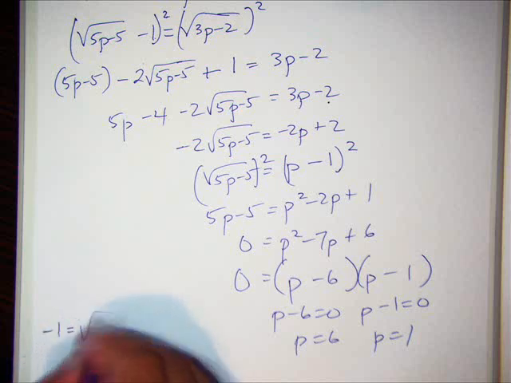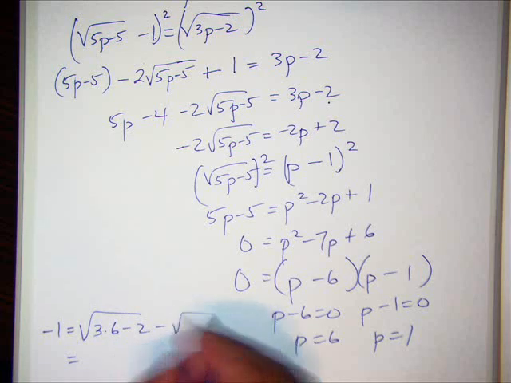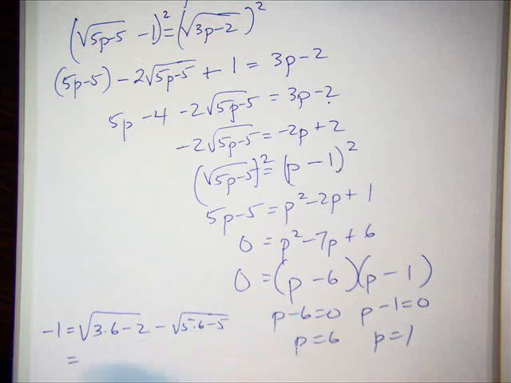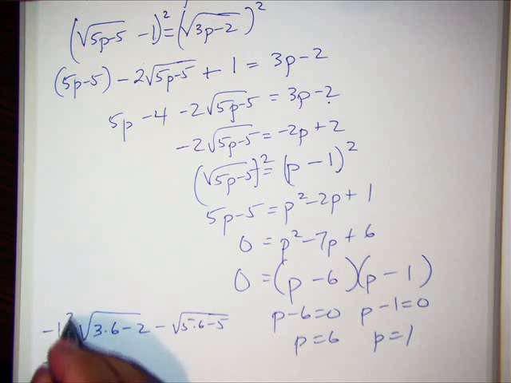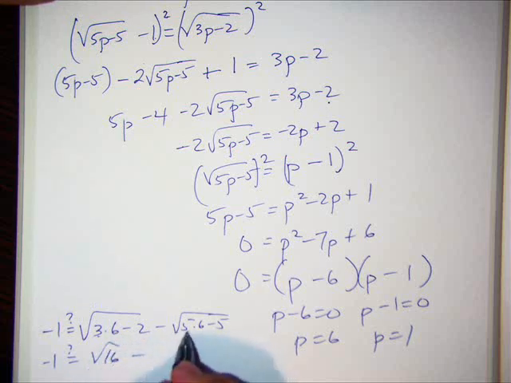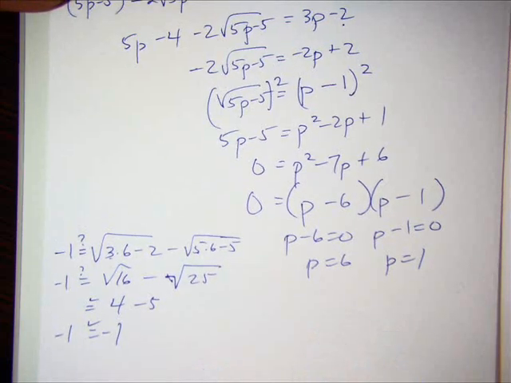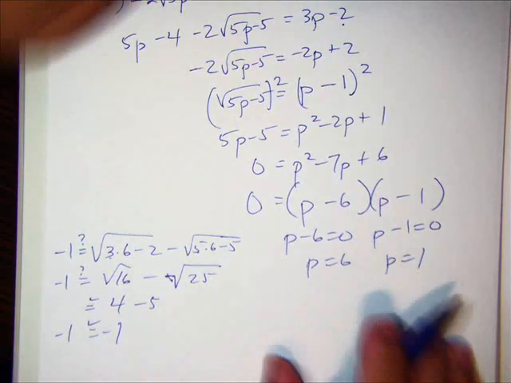Alright, let's plug it in. Negative 1, square root of 3 times 6 minus 2. Oops, minus 5 times 6 minus 5. Okay, our goal is to get a negative 1 out of that mess. So what's that? 18 minus 2 is 16. 30 minus 5 is 25. So that's 4 minus 5. Yes, it's negative 1. That worked. Okay. Plug in the 1. I'm running out of space. But there you go. Negative 1 equals negative 1.